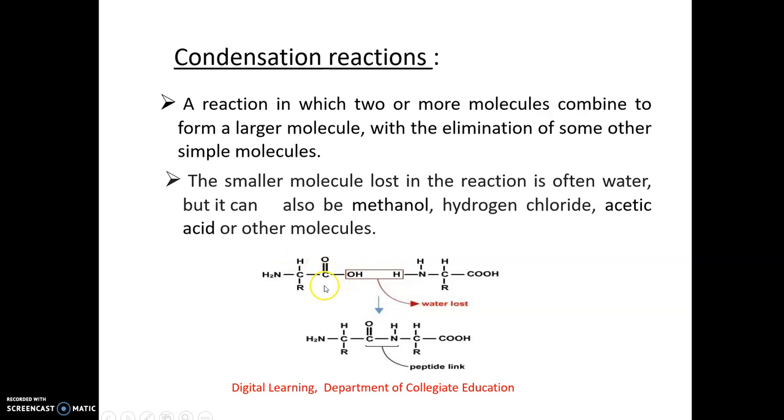For example, when we take two amino acids, amino acids are biomolecules which have an NH2 group and a C double bond O, OH group. During the formation of a bond between two amino acids, OH from the carboxylic group and hydrogen from the amino group are lost, and a linkage is formed between the carbon double bonded with oxygen and the NH group. That linkage we call the peptide link, and this is one of the classical examples of a condensation reaction.